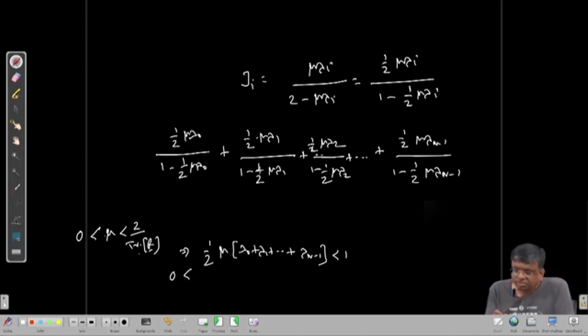Then again, A plus B means half mu within bracket lambda 0 plus lambda 1. Again, if you take half mu, just lambda 0 plus lambda 1 only, remove other eigenvalues, obviously it will still be less than 1 and greater than 0, because with all eigenvalues which are positive added, it is still less than 1. So, if you take just two of them, obviously it will be less than 1.